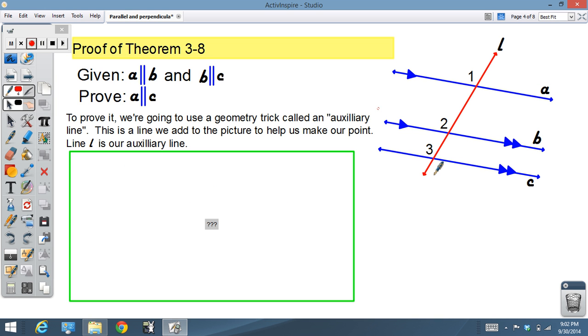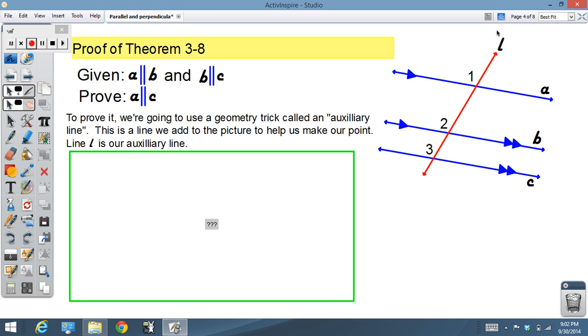Here's our proof. And again, I'm going to leave it up to you. I'll reveal the answer in a second. If you would like to, give it a try proving it on your own. I'll reveal the answer here in just a second. But I will give you this hint. We're going to start with the givens. A is parallel to B, B is parallel to C. We need to prove A is parallel to C.